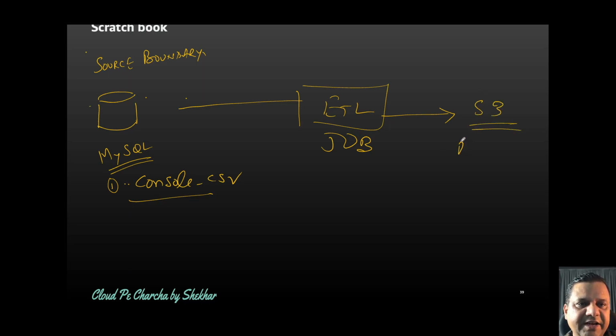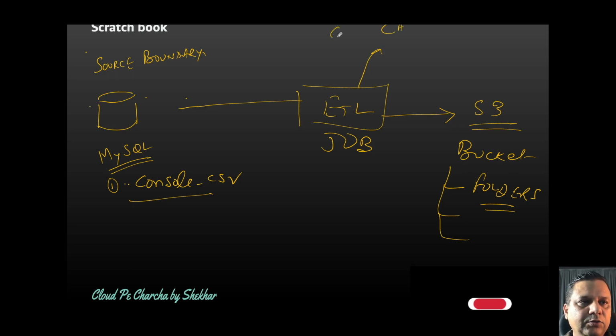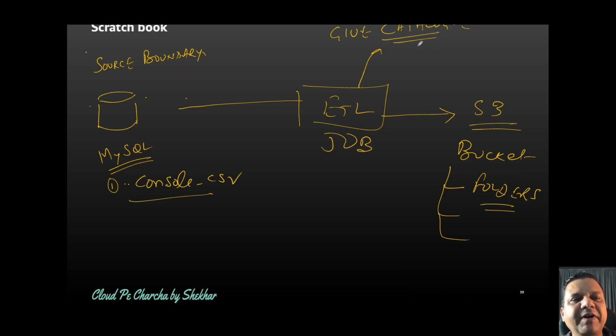So on the S3 side, I have already created a bucket and a list of folders, and I will give a walkthrough of those folders also. There is one important thing which I mentioned earlier, which is the Glue catalog. The Glue catalog is what maintains the schema, the meta information of the files which you are going to export from the RDBMS and ingest into the S3 bucket.